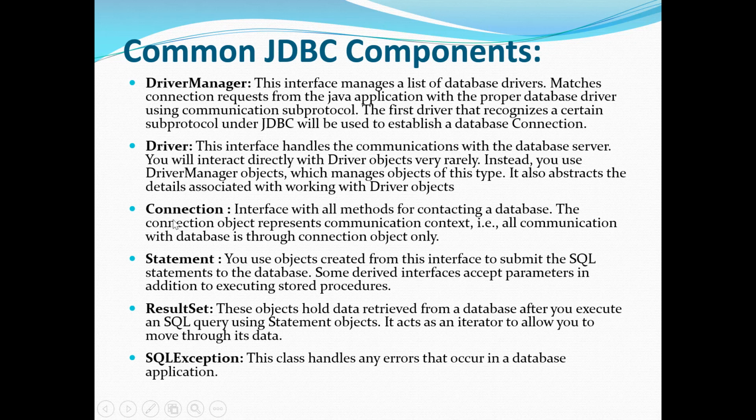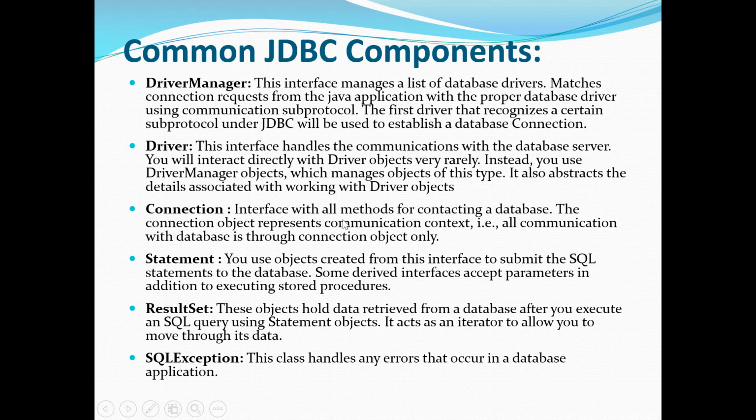Every time we need to write: con is equal to, or cn is equal to, the object name can be anything, DriverManager.getConnection, like that, we call a method. Inside that, we write all these details: username, password, database name, server name, port number. So what is this connection object going to do? It represents the communication context. All communication with the database happens through the connection object only. So the connection object is playing a key role.